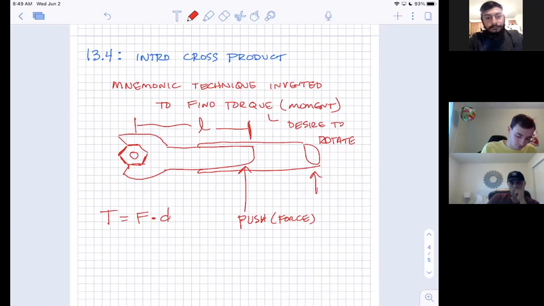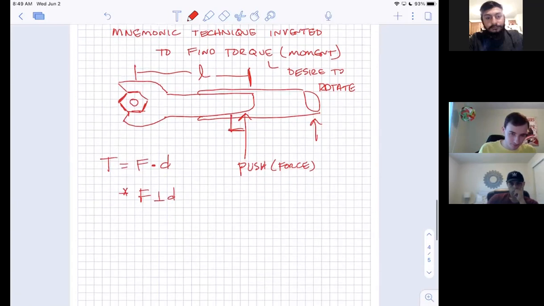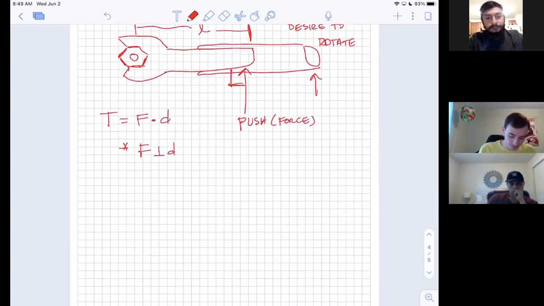Notice one thing that's extremely important here. Note that this calculation is made when the force is perpendicular to the distance. In other words, that push needs to be at 90 degrees. Now, to our point earlier, I'm going to make a super rough drawing of this.